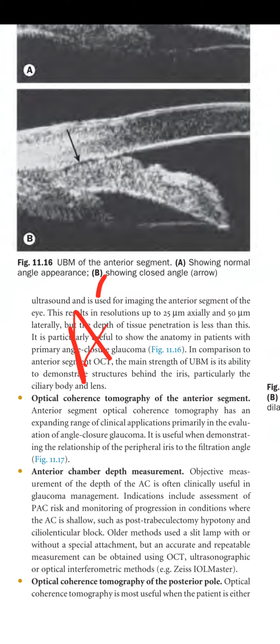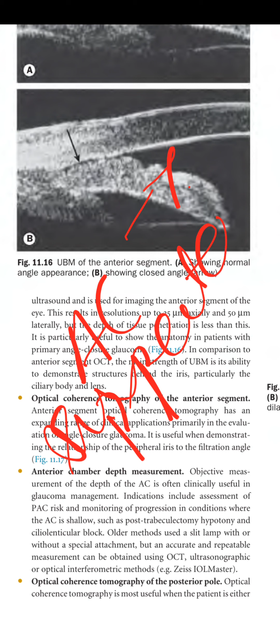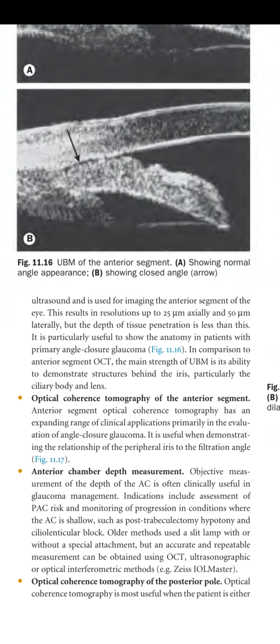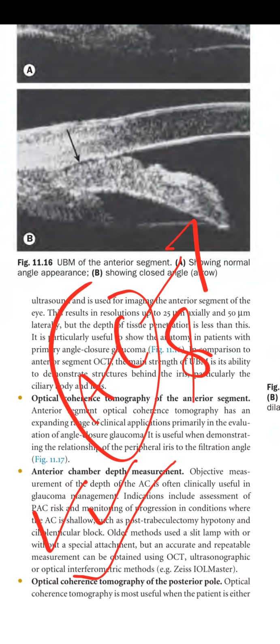So you can measure the anterior chamber depth, and if there is a suspected angle closure, you can know how much chance there is that the patient can have a primary angle closure. Older methods used a slit lamp without special attachment, but an accurate and repeatable measurement can be obtained using OCT, ultrasonography, or optical interferometric methods. So there are investigation techniques which can measure the AC depth, but sometimes we can measure with methods like Smith's method to see the AC depth.